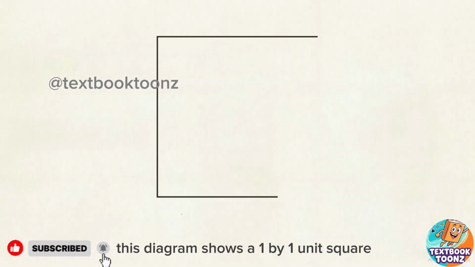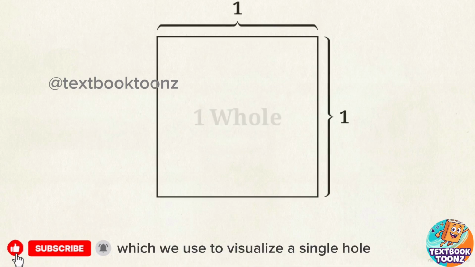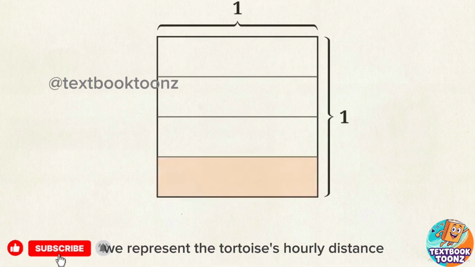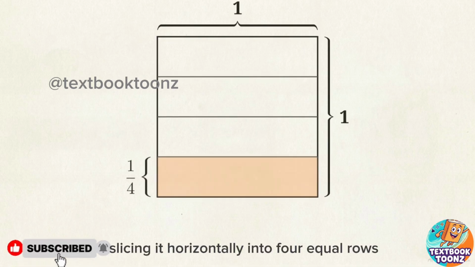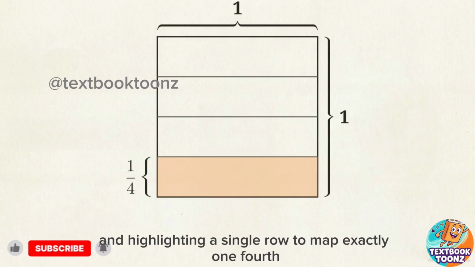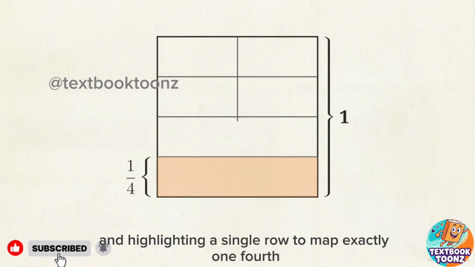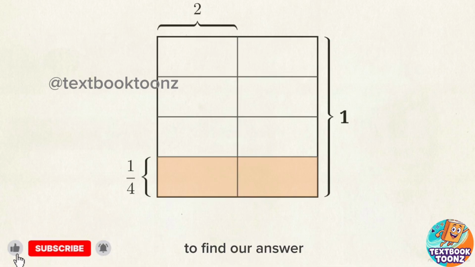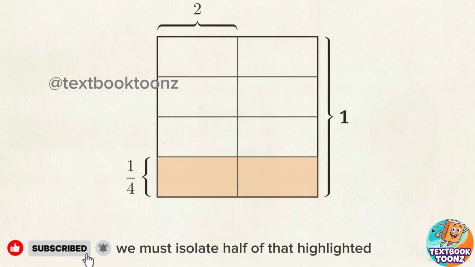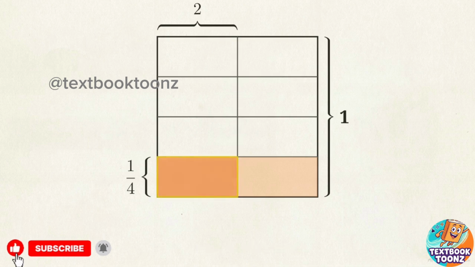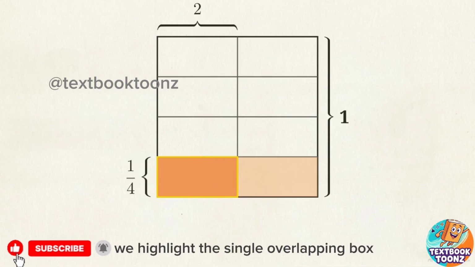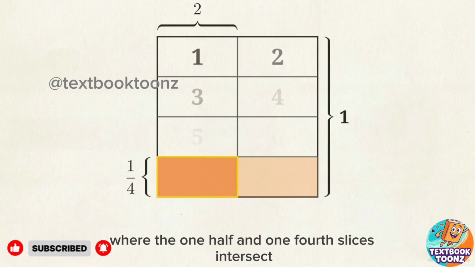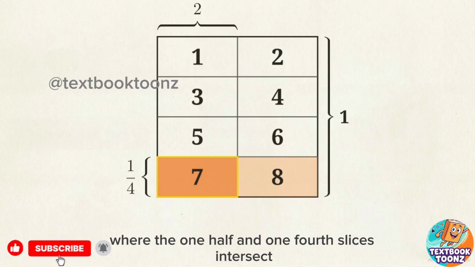This diagram shows a 1-by-1 unit square, which we use to visualize a single whole. We represent the tortoise's hourly distance by taking this square, slicing it horizontally into 4 equal rows, and highlighting a single row to map exactly 1/4. To find our answer, we must isolate half of that highlighted 1/4 strip, so we slice it vertically into 2 equal columns. We highlight the single overlapping box where the 1/2 and 1/4 slices intersect.